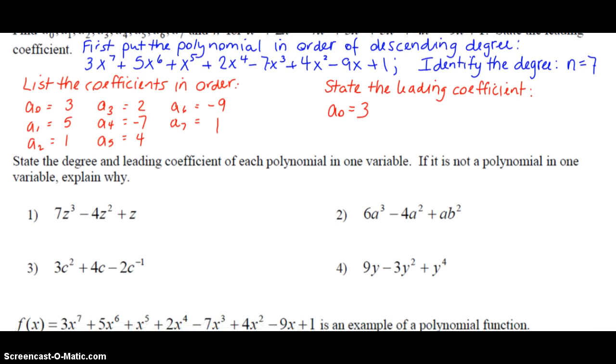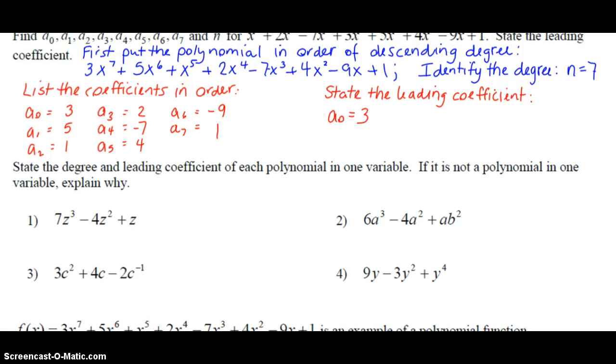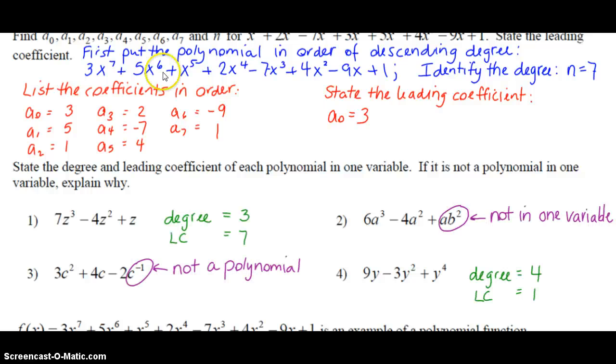In the next examples, 1 through 4, we're going to state the degree and leading coefficient of each polynomial in one variable. So we need to make sure first that it's a polynomial in one variable. And if it's not, we need to say why it's not. So pause the video now and try these out. Remember, state the degree and leading coefficient if it's a polynomial, and if it's not, say why it's not. Turn the video back on when you've completed this.